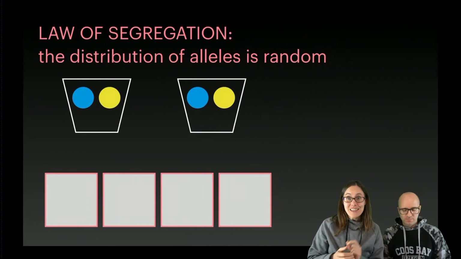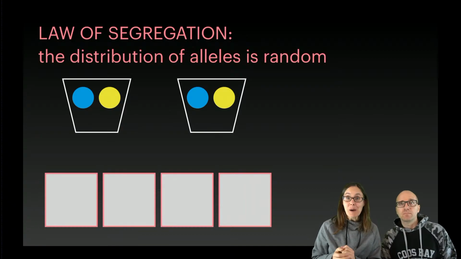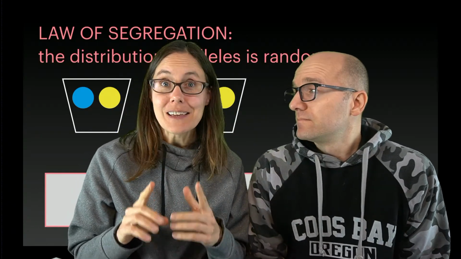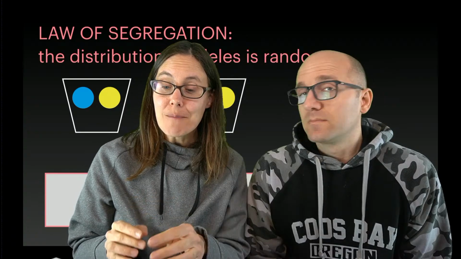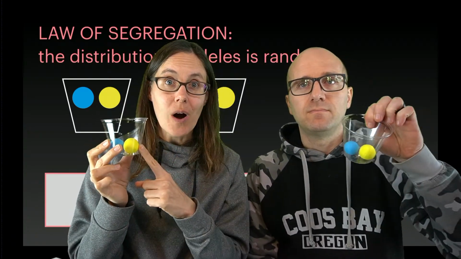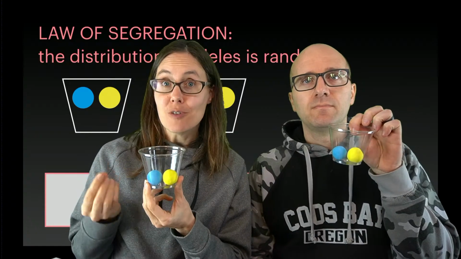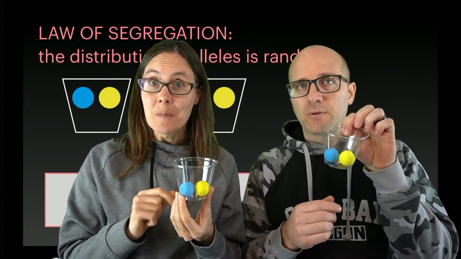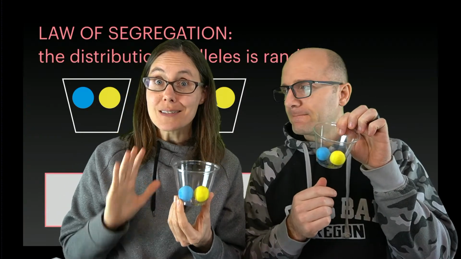Now, to understand genetics, we need to talk a little bit about probability and the first law of genetics, which is the law of segregation. That means that if you have two alleles and they're different, the chance of getting one or the other is going to be 50-50. So here, blue is going to represent our dominant allele. Yellow is going to represent the recessive allele.